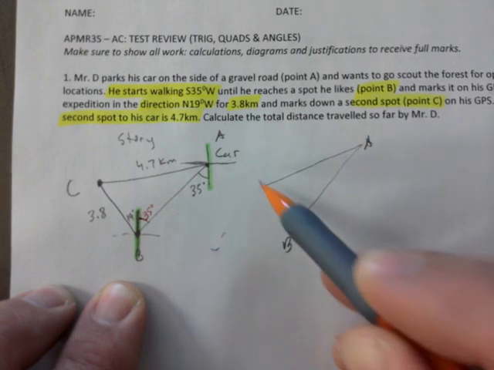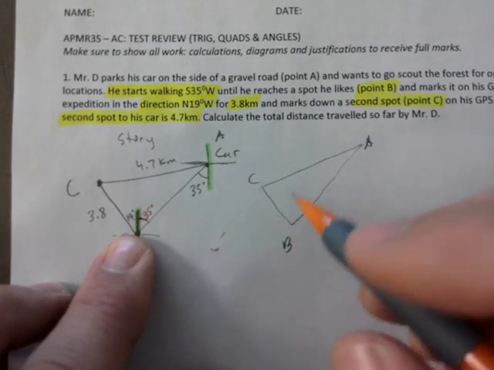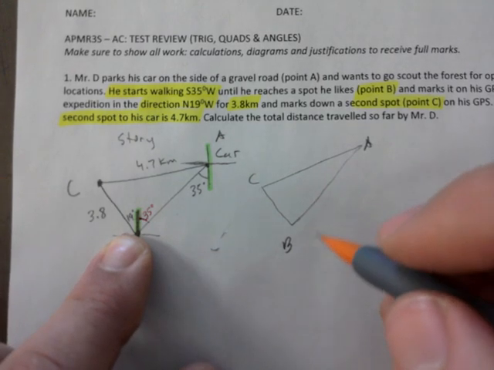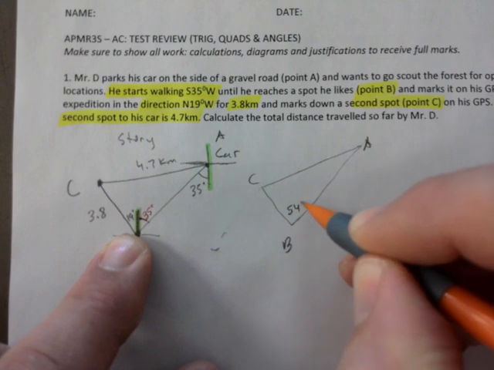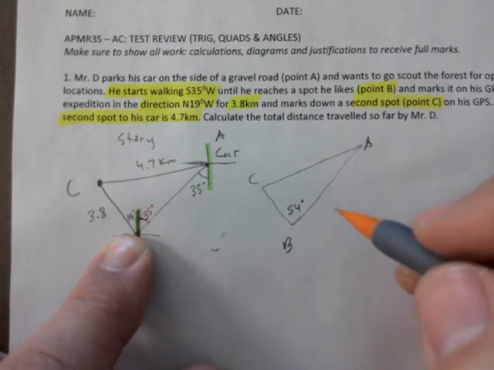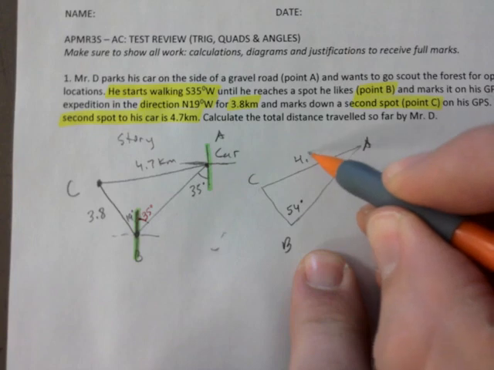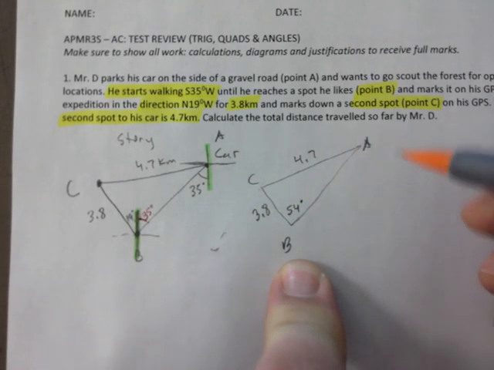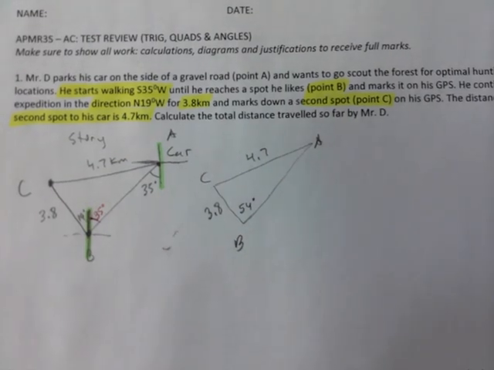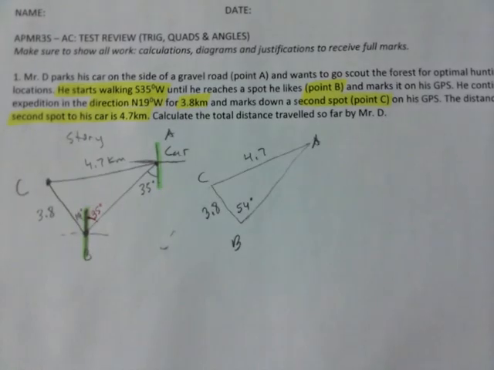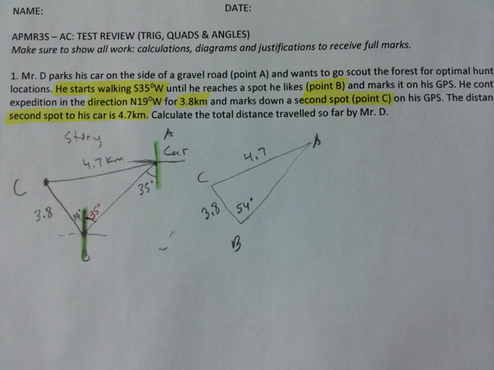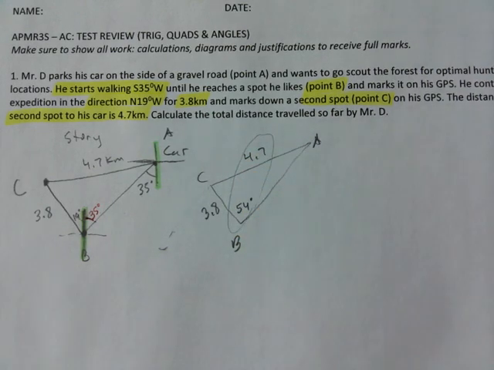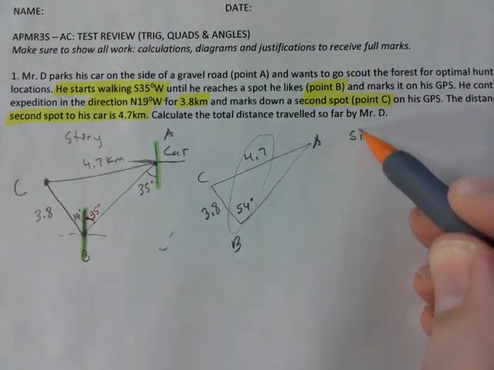A, B, C, 19 and 35 add up to, what do we have, 54, right? So this is 54 degrees here. I add these two up. This is 4.7, and this is 3.8. I cannot use the 35. I can't use anything else in this scenario, right? So what are we using here? You have a pair, you see it? A pair right there. So that's sine law. That's code for sine law, right?